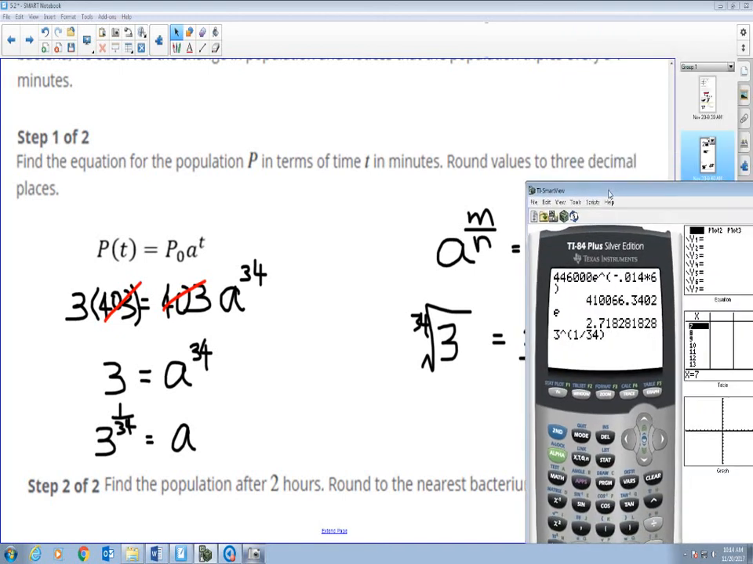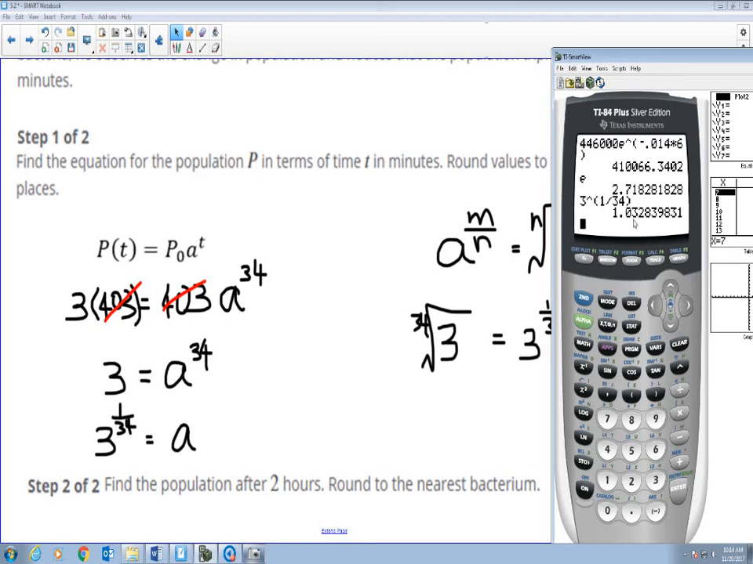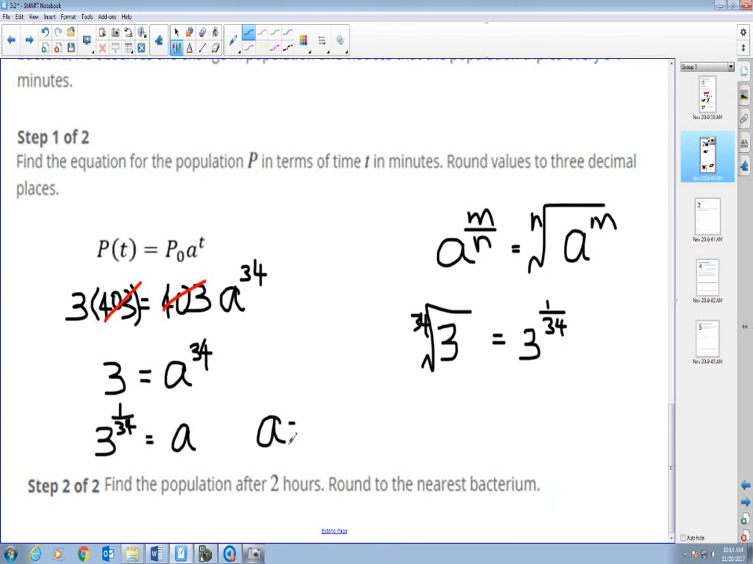Round to 3 decimal places, 1.033. So my base A is 1.033. This step wants me to find the equation for the population P. So that means my model, the population after some time T, will equal the initial population, which is 403 bacteria, times my growth rate 1.033 to the T power.